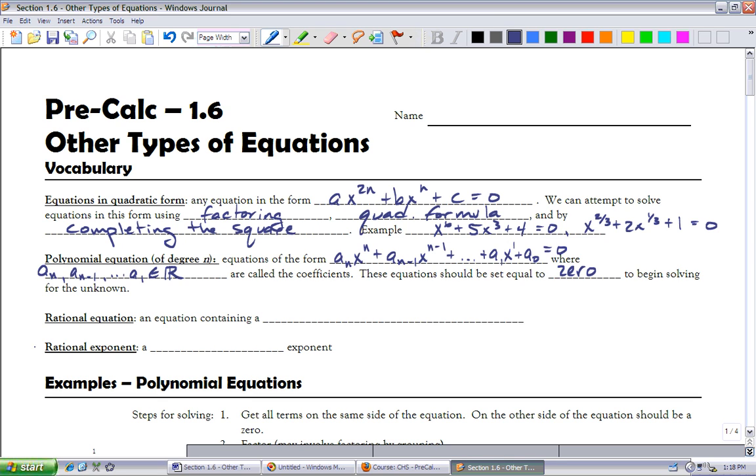Okay, lastly here, last two: a rational equation is just an equation that contains a rational expression, which we went over earlier this year, and a rational exponent is, for basic terms, just a fractional exponent. So all of these terms will come up and we'll talk about them as we go here.